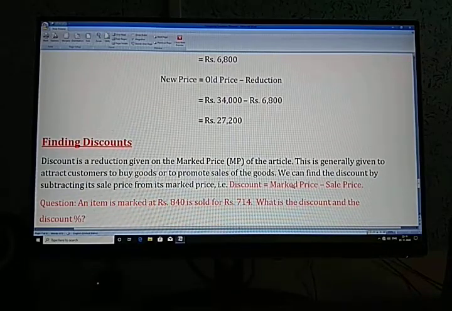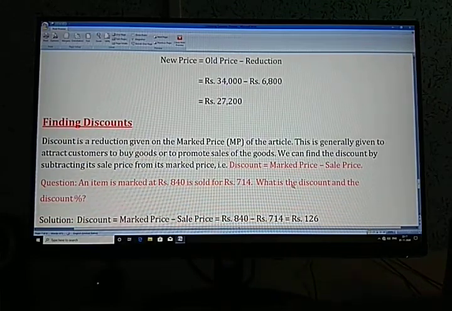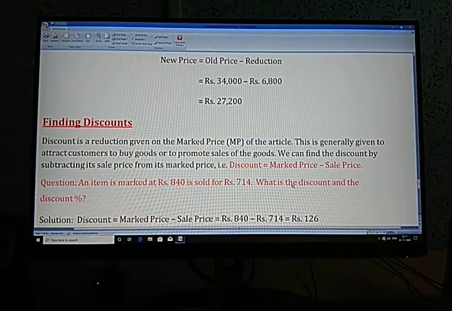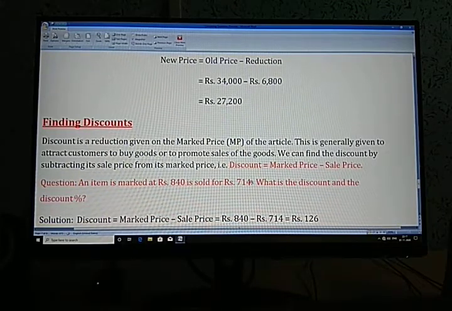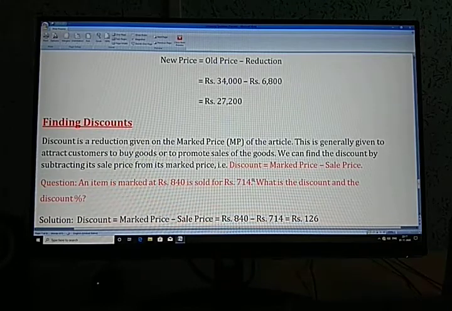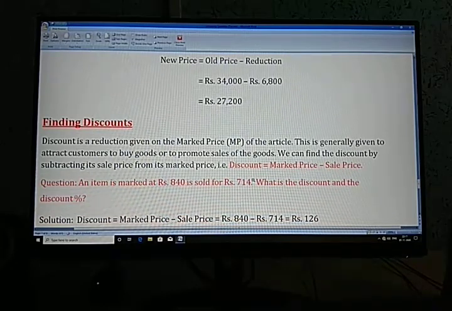So let us see quickly an example or a question. Say an item is marked at rupees 840. This is the original price that is set by the producer or the company. Then it has been sold for rupees 714. This is the sale price because it is sold at this price. Now what is the discount? Obviously there is a discount, so the price has decreased. And what is the discount percentage? How much percent of discount is given?